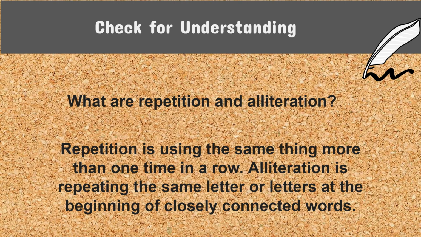All right, and to wrap up, we're just going to repeat the importance of repetition and alliteration. Repetition, again, is using the same thing more than one time in a row. So again, in this poem, they use the repetition of the letters, as well as the formation of the questions in each line. And additionally, with the repetition of their letters, it also kind of double dips and gives us alliteration, which is the repeating of the same letter or letters at the beginning of closely connected words. Nice job in this session, and I'm excited to see your chart and your questions.